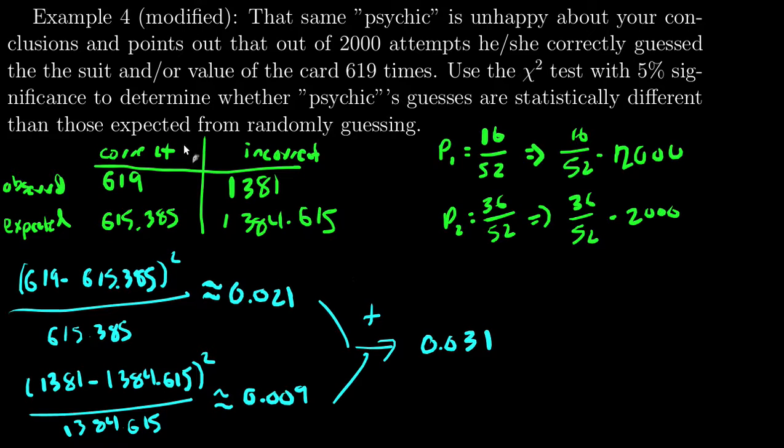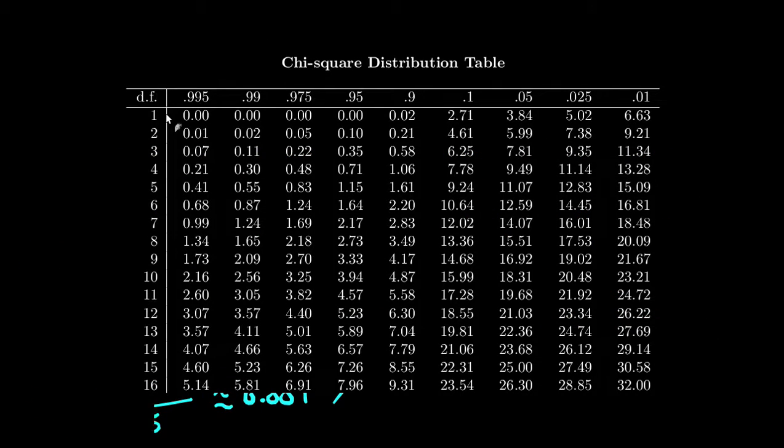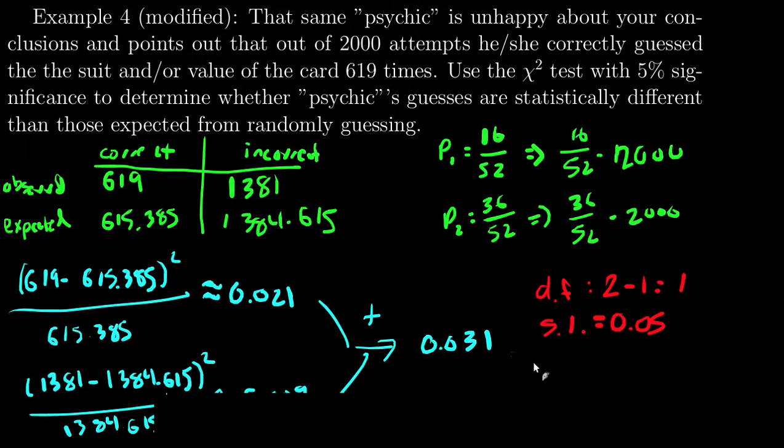And we go through the same process. Two possible outcomes, degrees of freedom, 2 minus 1. So there's 1 degree of freedom. In this case, we are still using 5% significance level. So 0.05, I go to the chart. 1 degree of freedom, 0.05, gives me a critical value of 3.84.